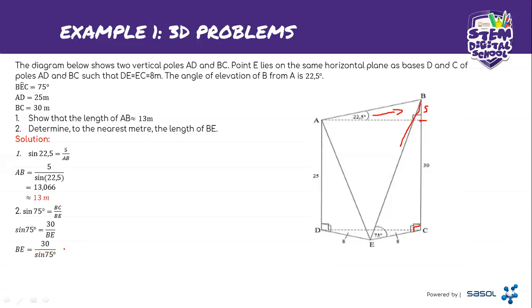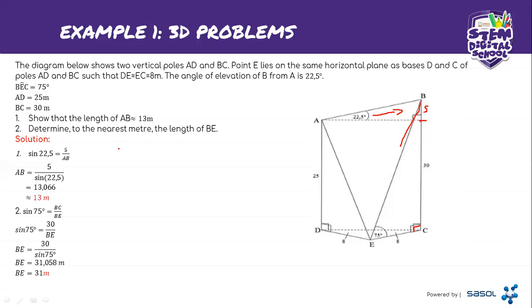All right. So that's how you should go about it. Then you just press your calculator there. The answer is 31.058 meter. But because the instruction says we should write to the nearest meter, our answer is 31 meter. So that's how you should go about it.